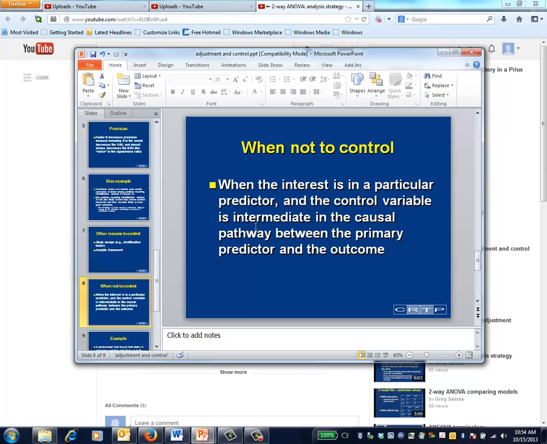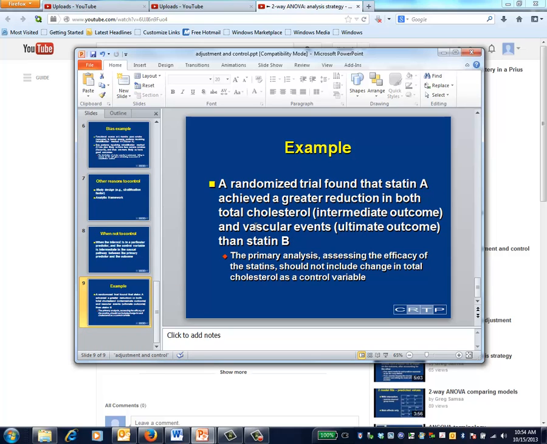All of the previous decisions about whether to include a variable in the model are taken on a case-by-case basis, and reasonable people might differ about any particular decision. One case about which there is no debate, however, occurs when your covariate is intermediate in the causal pathway between the primary predictor and the outcome. Don't include these potential covariates in your model. Here's an example of what you're trying to avoid. If a particular statin works by reducing total cholesterol, then you shouldn't control for cholesterol, as doing so would make the impact of the statin artificially disappear.